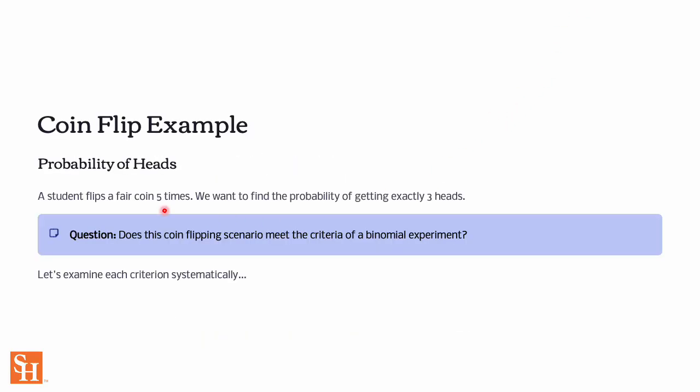Now let us use an example and try to see whether this experiment satisfies the criteria for a binomial probability distribution. Here we have a student who is flipping a coin 5 times, and he wants to find the probability of getting exactly 3 heads. Does this coin flipping scenario meet the criteria of a binomial experiment? We'll see that in the next slide.